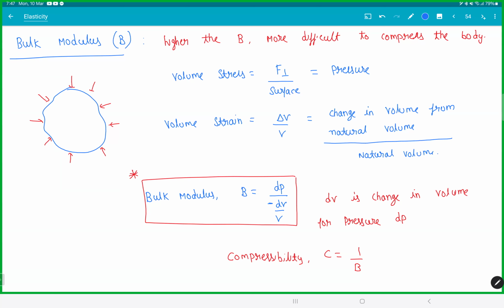Clear, everyone? So bulk modulus B is dP by minus dV by V. Negative indicates compression.